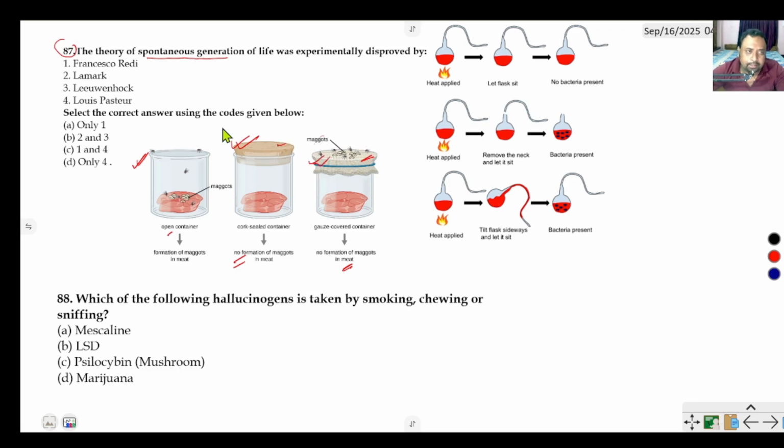Later Louis Pasteur first disproved this experimentally, showing that life originates from living things, not non-living things, and he did this using the swan neck flask. Swan neck flask.